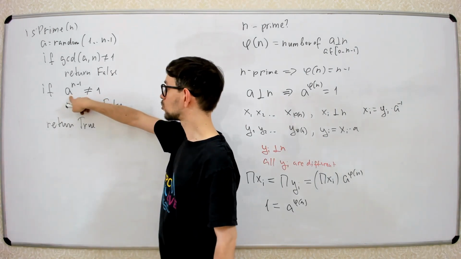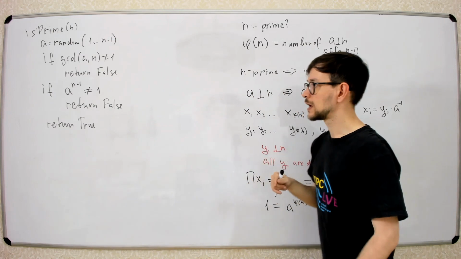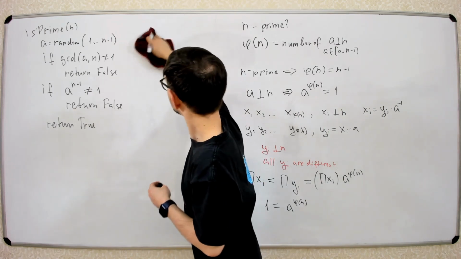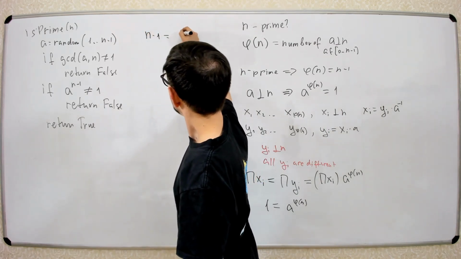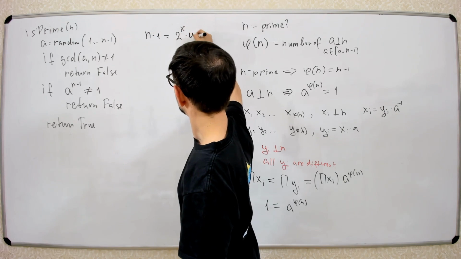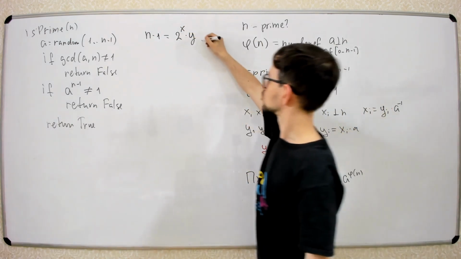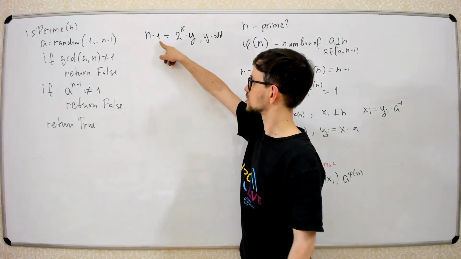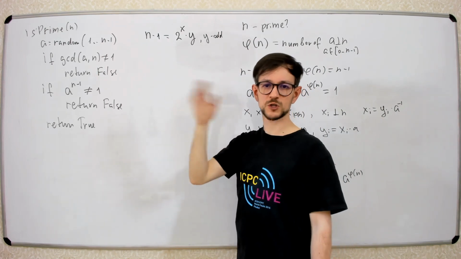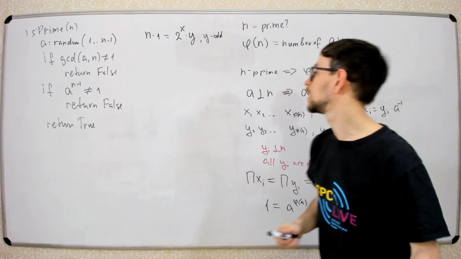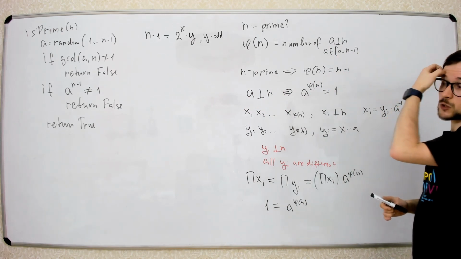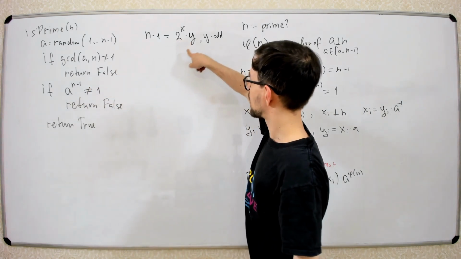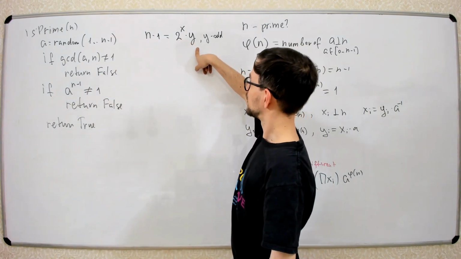Here I want to calculate a in power n minus 1. Let's split this power n minus 1. Let's put n minus 1 as some power of 2 multiplied by some y, where y is odd. So let's just grab the maximal possible power of 2 from this number n minus 1. And now let's calculate the following sequence. So a power n minus 1 is just a power y, and then power this.